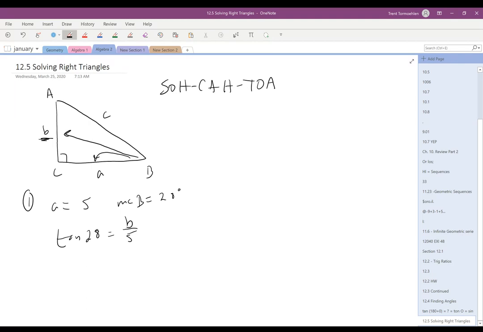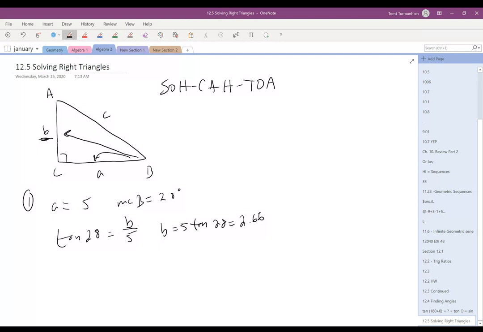So that means that b just turns out to be 5 times tangent of 28, which equals, and on all of these, it looks like you're going to round to the nearest tenth when doing them. And so 5 times tangent of 28, that would give you 2.66 is the answer for b.